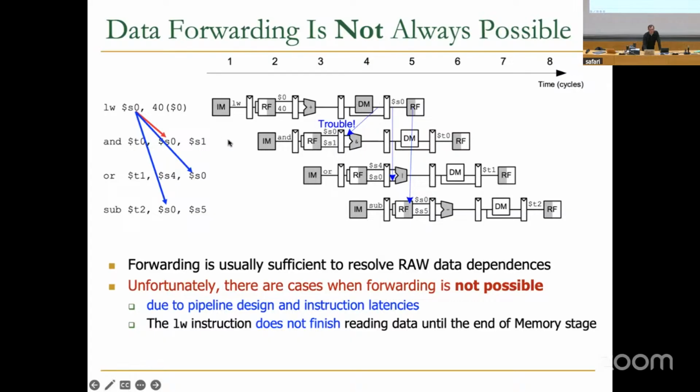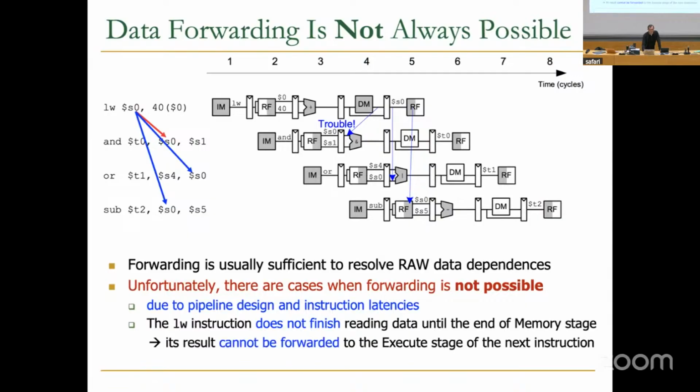When does the AND instruction actually get to the execute stage? In the same cycle. So basically, at the end of cycle 4, S0 becomes available, but the AND instruction moves to the execute stage at the beginning of cycle 4. So it really needs the data value at the beginning of cycle 4, right? Essentially, its result cannot be forwarded to the execute stage of the next instruction, right?